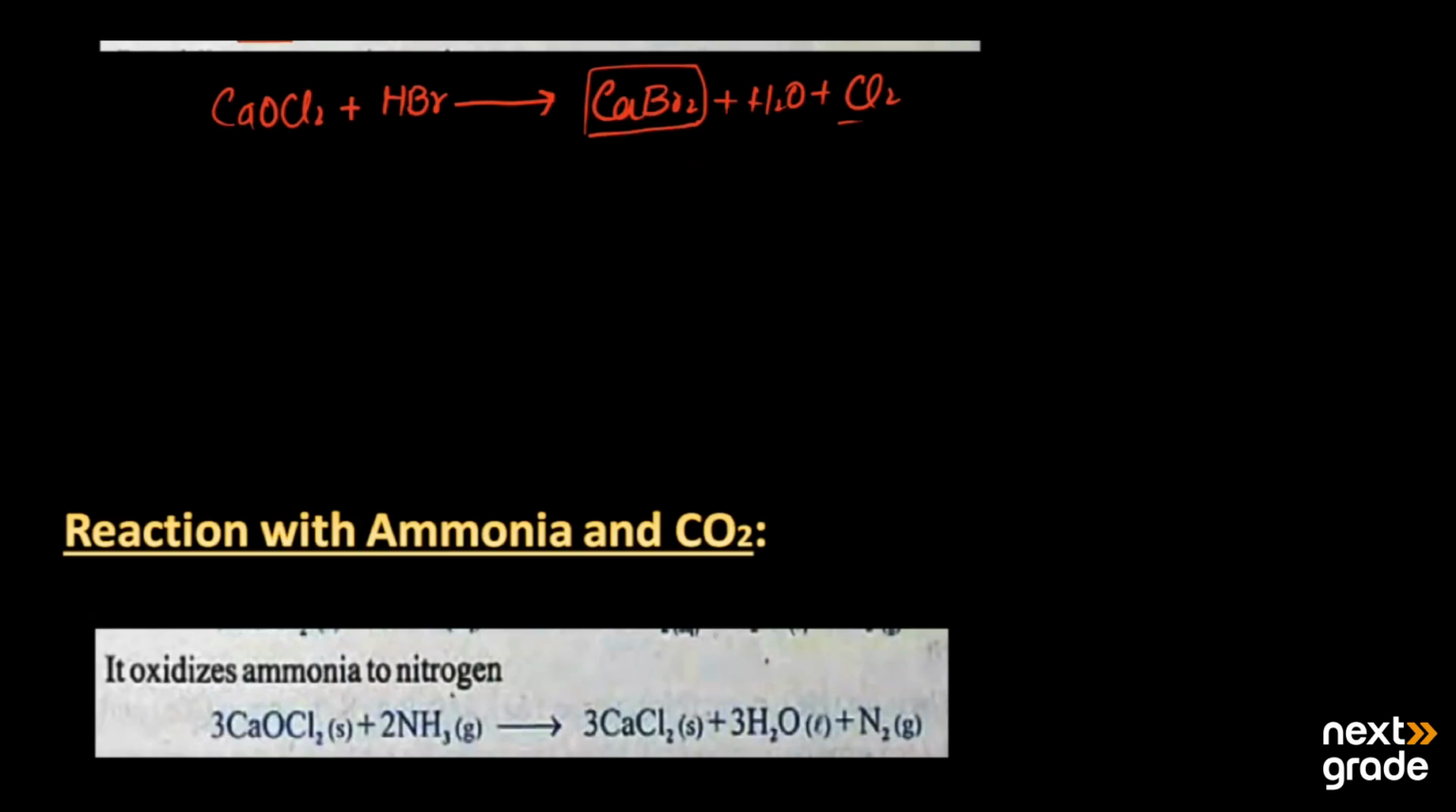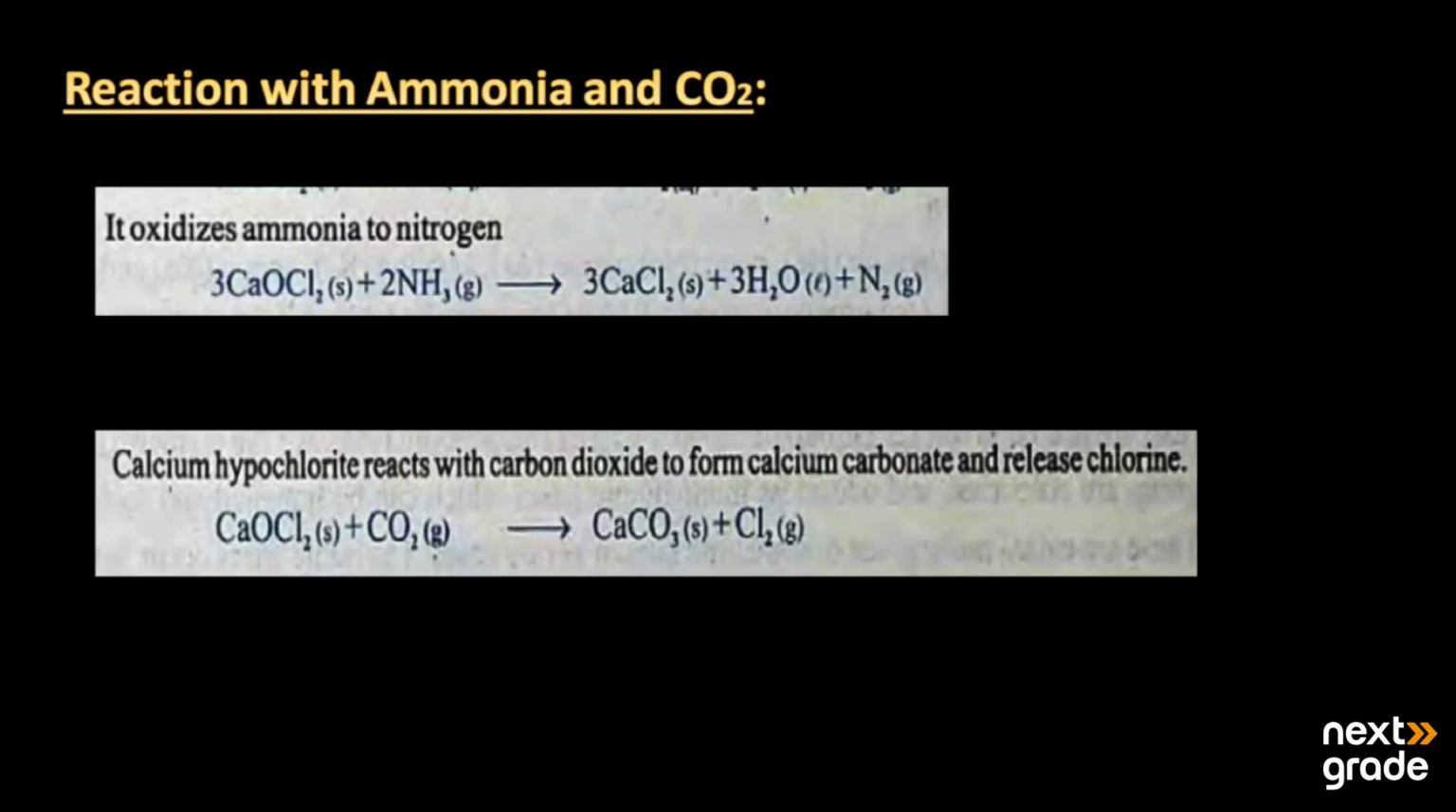After this, we have its reaction with ammonia and carbon dioxide. It can also oxidize ammonia to nitrogen. Here, the formula of ammonia is NH3. When bleaching powder comes in contact with ammonia, it produces calcium chloride, CaCl2, water, as well as nitrogen. On the other hand, when it reacts with carbon dioxide, it forms calcium carbonate, a solid compound, and it also produces chlorine gas along with this.